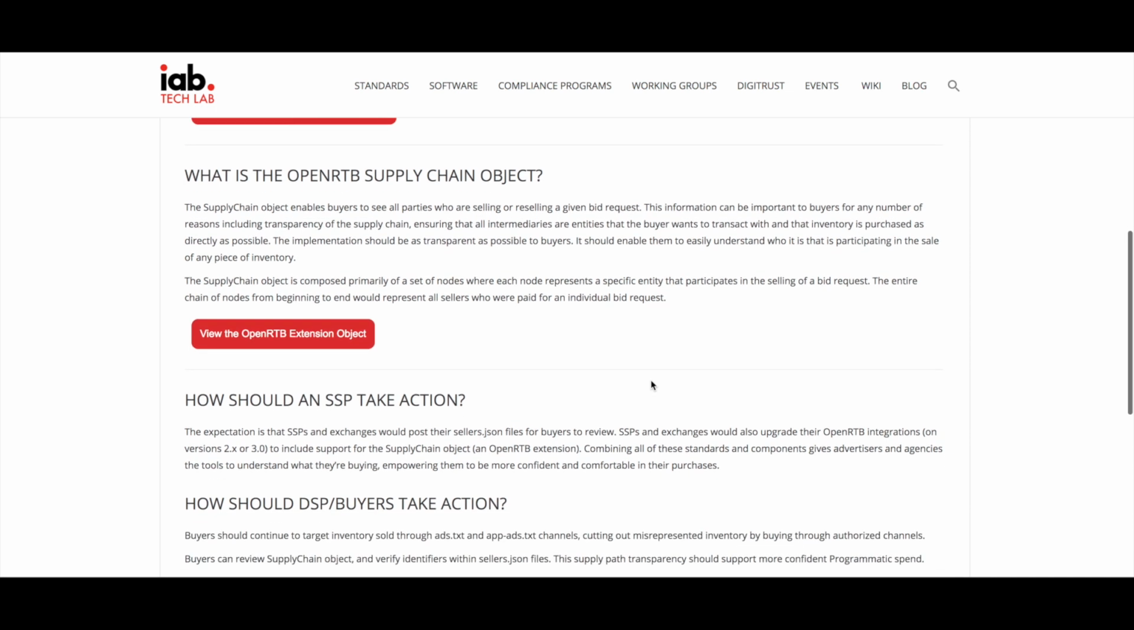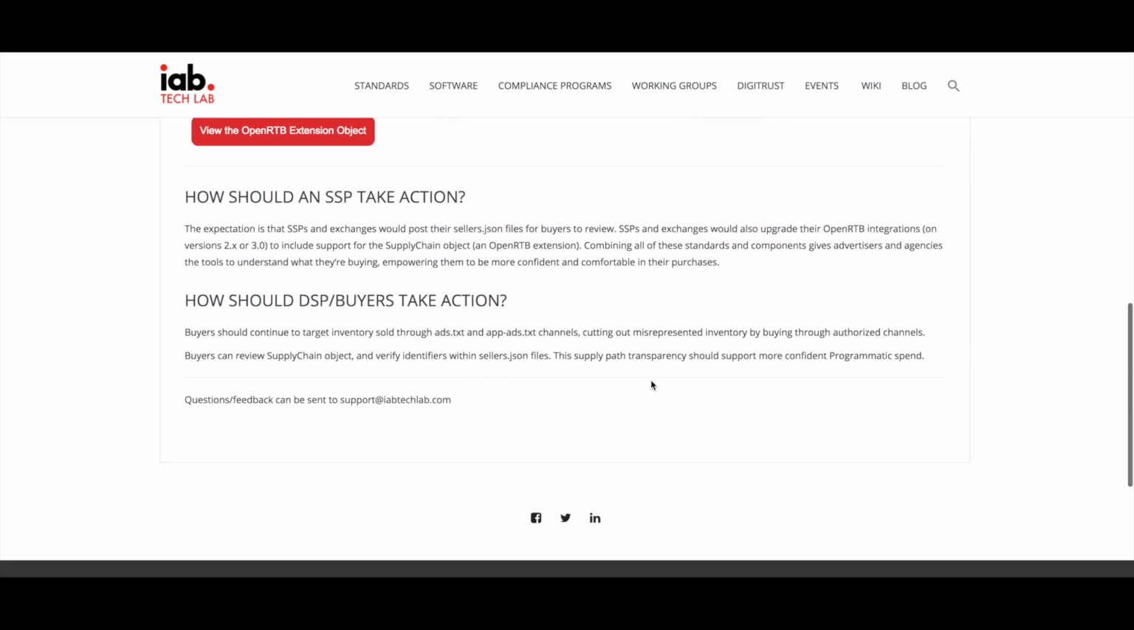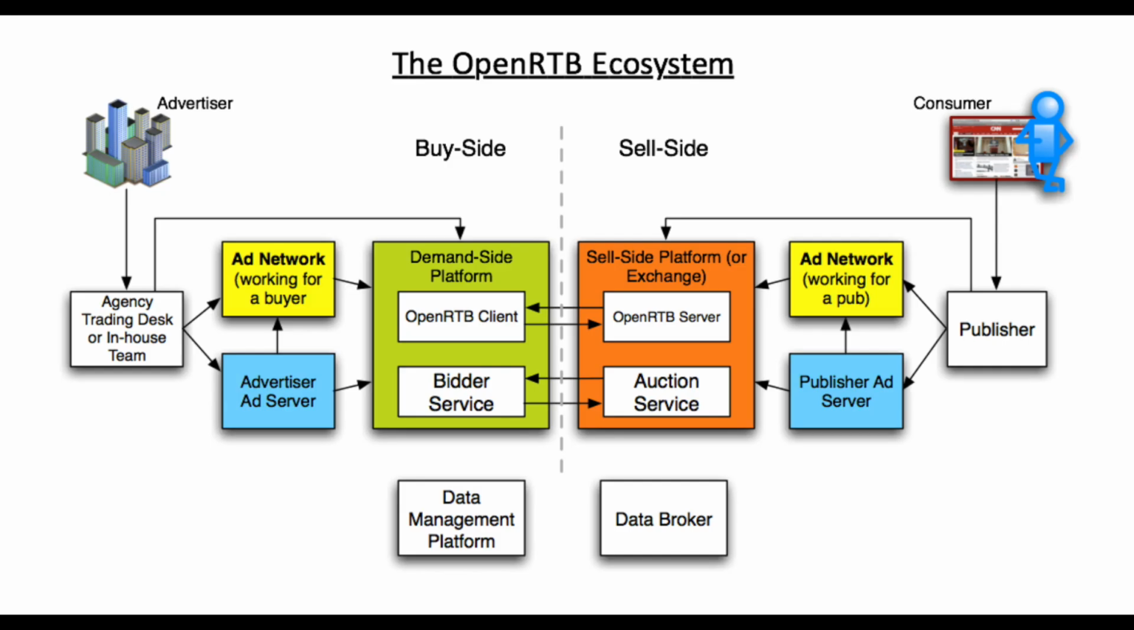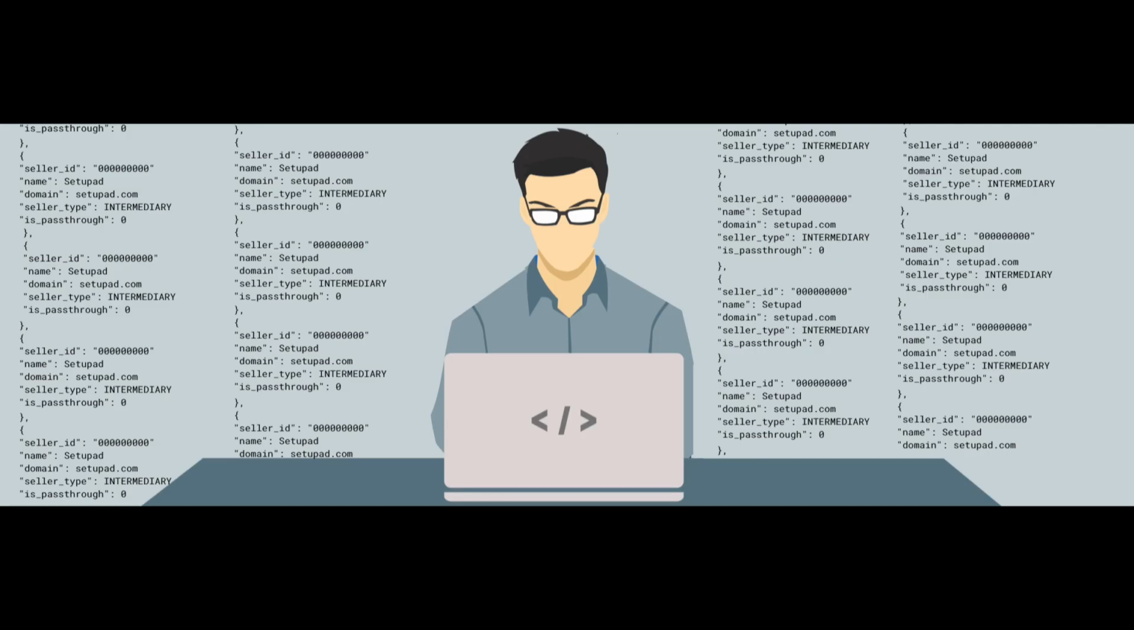Simply put, Sellers.json is a .json file that functions as a way of tracking where the advertising money went. The second part of Sellers.json is the OpenRTB SupplyChain object. This allows buyers to see all parties who are selling or reselling a given bid request. Imagine this as a record of what exactly happened to an impression. It uses a node system that identifies every single vendor who participates in the selling of a bid request, including the final buyer. Sellers.json works through a file.